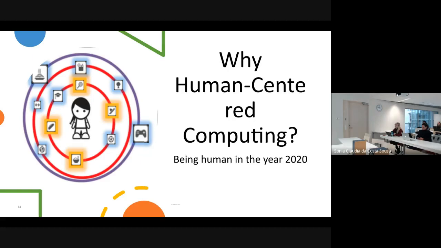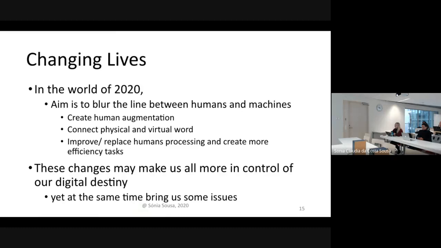The source that I'm asking you to read is this one, Being Human in the Year 2020. It was written before, so that's why they are saying 2020, but I think it's a good source. What they are saying is summarized here. The idea is that we create augmented reality. We bring the digital to the physical and back to the digital, and it all mixes.